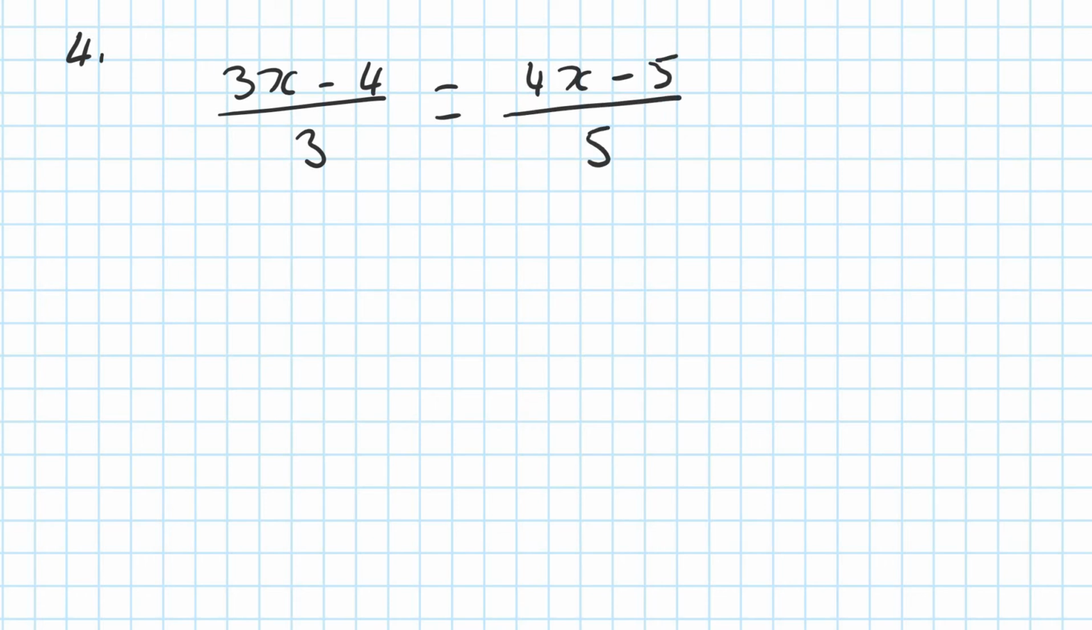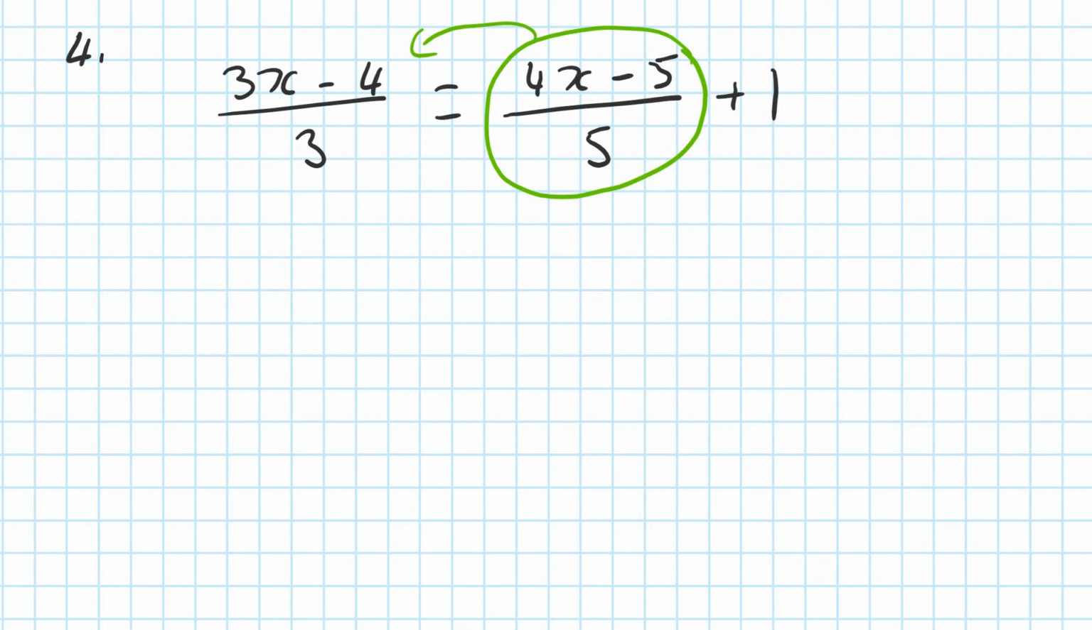Okay, number 4. Let's say 3x minus 4 all over 3 is equal to 4x minus 5 all over 5 plus 1. Now the way to go about this is, first of all, I need to move this group here to the left hand side first. Then I can do simplifying by adding them together or subtracting them.